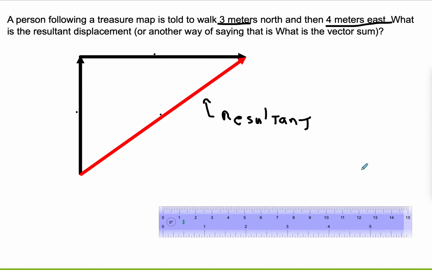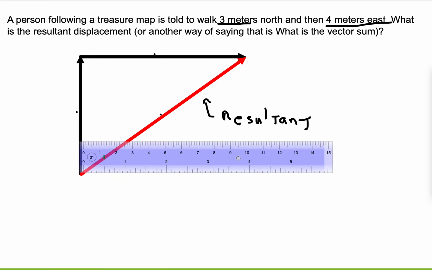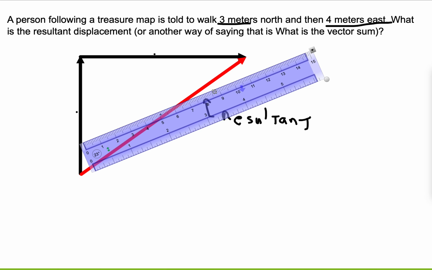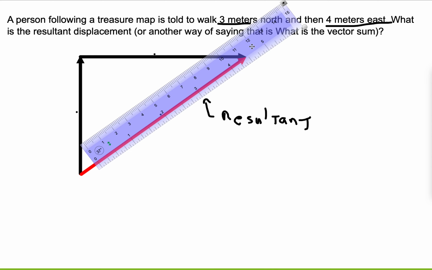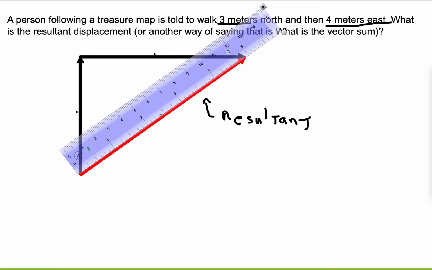Now, how would I figure out how long that is? Well, I have my ruler. So I'm going to take my ruler and put it there, and then of course I have to move my ruler so that it's going to line up. If I put it from start to finish, I look at this: 1, 2, 3, 4, 5. So this is going to be my answer. My answer is going to be 5 meters.